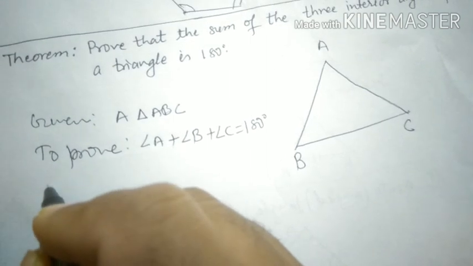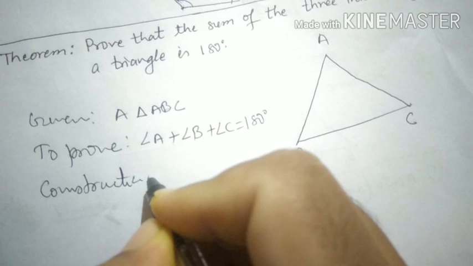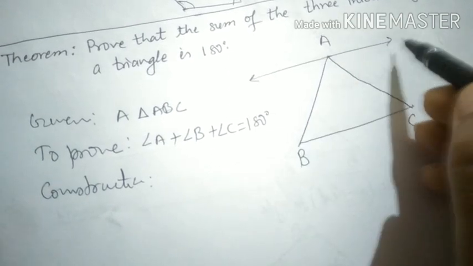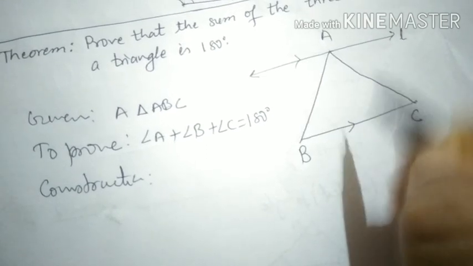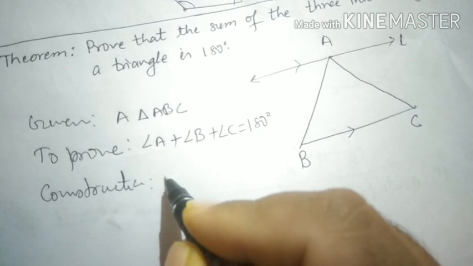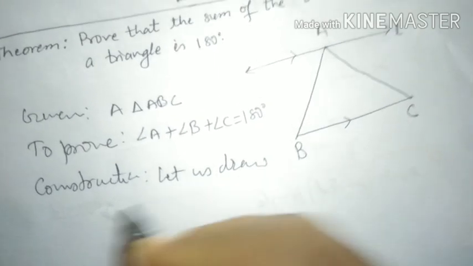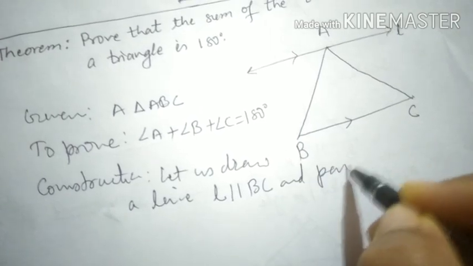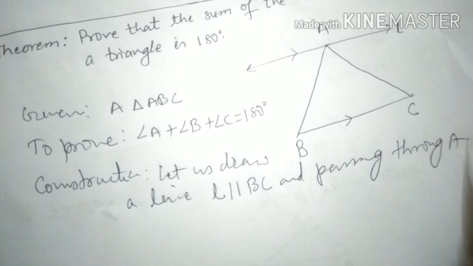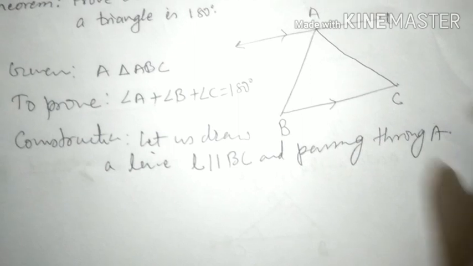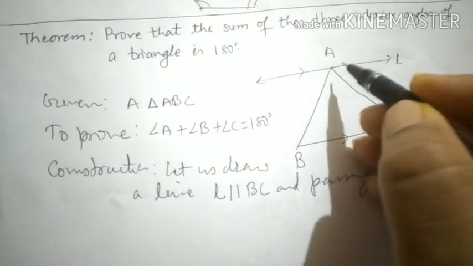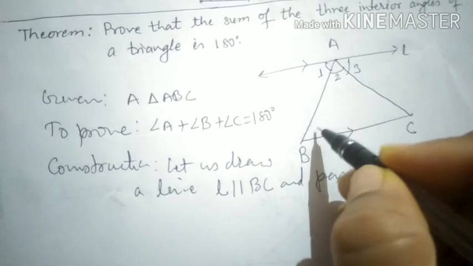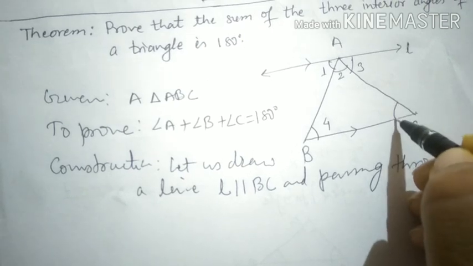Here there is a construction. Draw a line L which is parallel to BC and passing through vertex A. Let us draw a line L which is parallel to BC and passing through A. Now we name some angles as 1, 2, 3, 4 and 5.